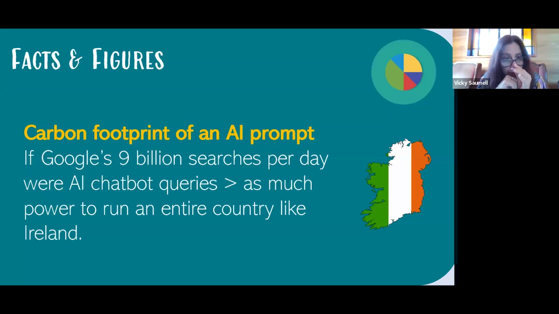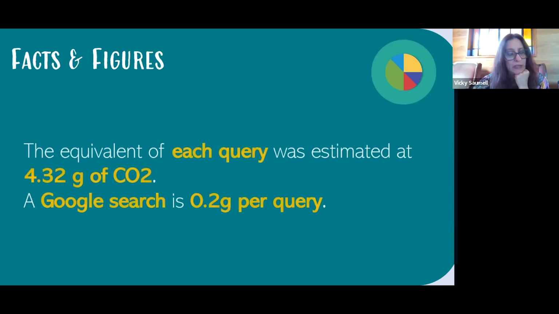If we compare a Google search, like Google has 9 billion searches per day, if they were generative AI chatbot queries, we would need as much power as Ireland needs for a day. And that's a lot. Now, the equivalent of each query is estimated at 4.32 grams of carbon dioxide. So each time you query a chatbot.